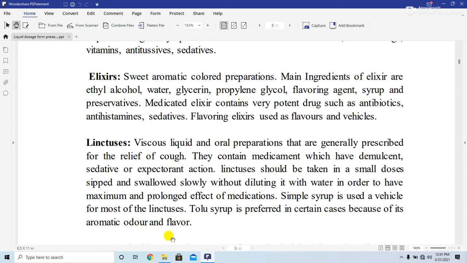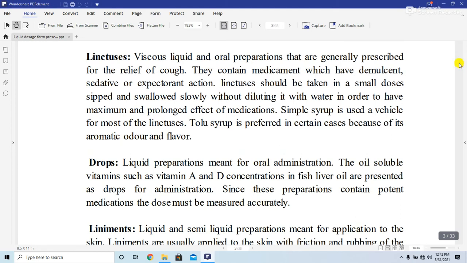So linctuses are also viscous liquid oral preparations, and generally they are prescribed for the relief of cough, and they contain medicaments which have demulcent, sedative and expectorant actions. So all these are liquid dosage forms.